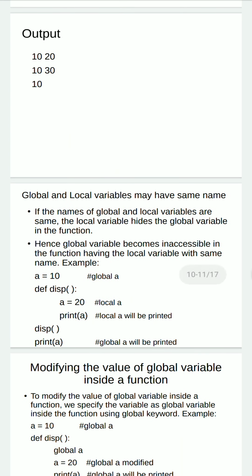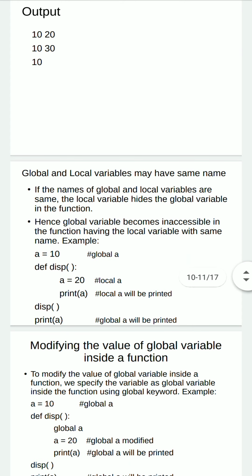Global and local variables may have the same name. Here we have presented an example where there is a global variable with the name a and also the local variable of disp function with the name a. In this case, the local variable is hiding the global variable a. This is the drawback of having the same name of global and local variables, and hence we should avoid the same names of local and global variables so that we can use the global variables in the function also.